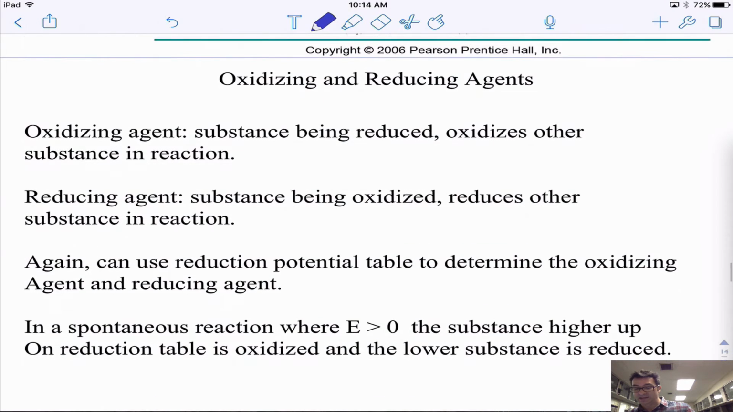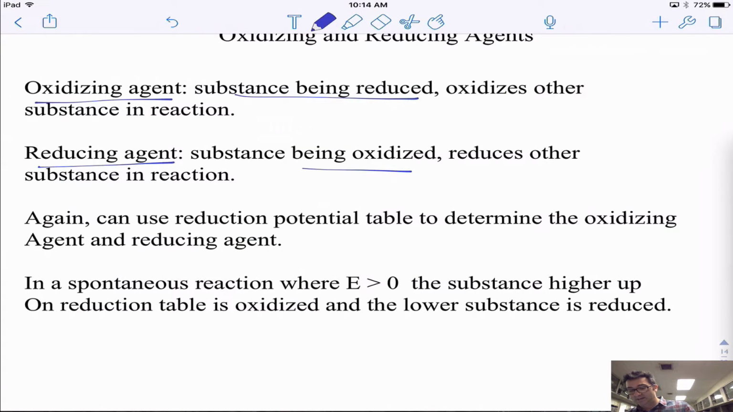Here's the slide on oxidizing agents and reducing agents. The oxidizing agent is the substance that's being reduced. So it's oxidizing the other substance, which is why they call it an oxidizing agent. The reducing agent is the substance that's being oxidized, and it's reducing the other substance, that's why it's the reducing agent. Now, sometimes they ask about the oxidizing agent. Just in your mind, change it to: it is the substance reduced. If they ask you what's the oxidizing agent, they're asking you what's being reduced.